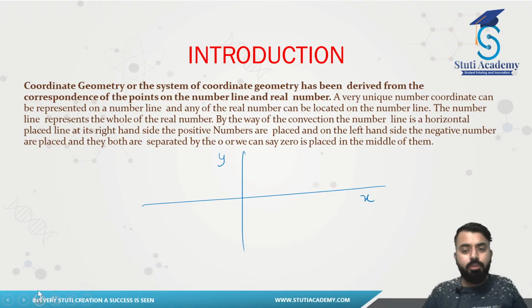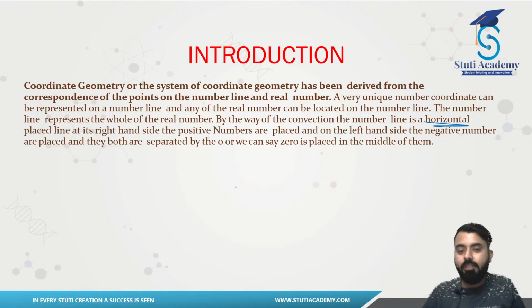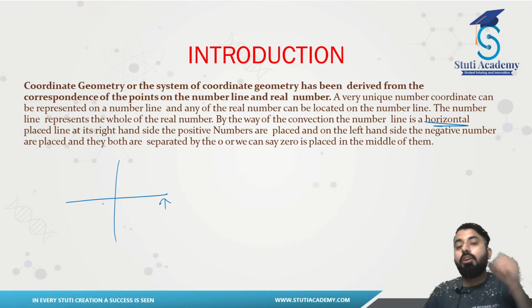So it includes a horizontal line. If I had drawn the graph here, it had this horizontal line and it had one vertical line. On the number line, you mostly will be having your real numbers. There cannot be any imaginary number. Imaginary numbers are not represented on number lines, right?